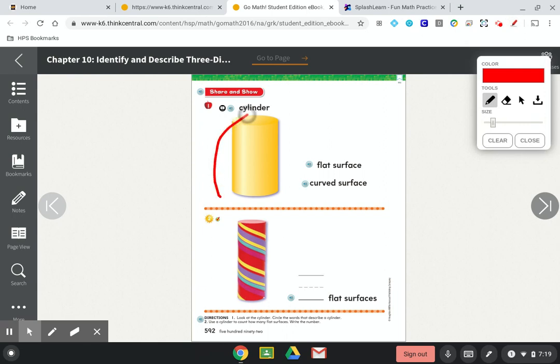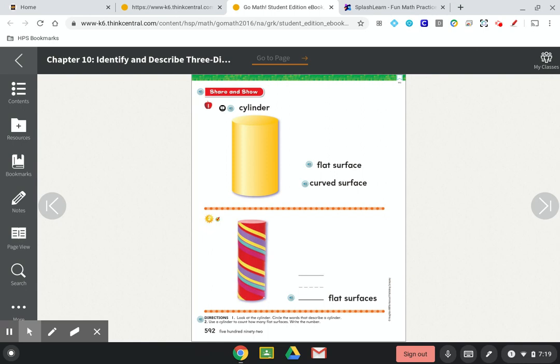Look at this shape here in yellow. That is a cylinder. Let's hear what a computer says about how it sounds. The word is cylinder. Cylinder. Yes, this shape has a name, and its name is cylinder.